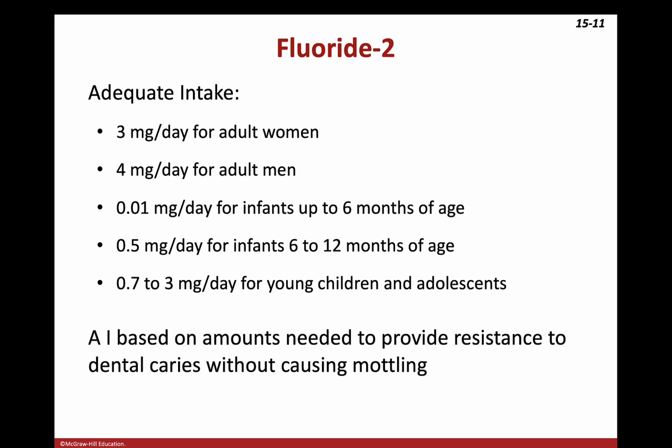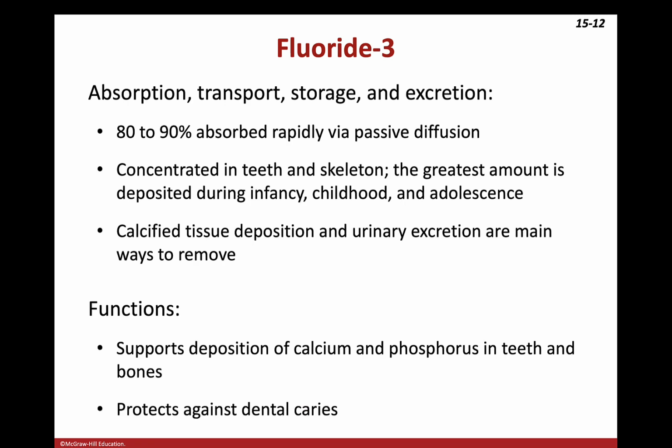The adequate intake is based on the amount of fluoride needed to provide resistance to dental caries without a mottling of the teeth. 80 to 90% of all fluoride is absorbed rapidly, and this is strictly through passive diffusion. Unsurprisingly, it is concentrated in teeth and skeleton. The greatest amount of fluoride is actually deposited during infancy, childhood, and adolescence. Calcified tissue deposition and urinary excretion are the main ways in which we actually get rid of fluoride.